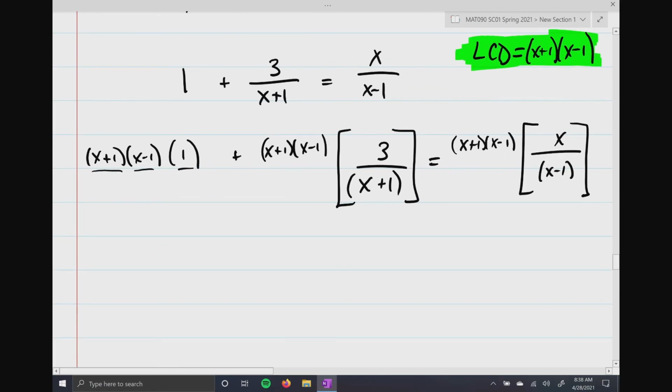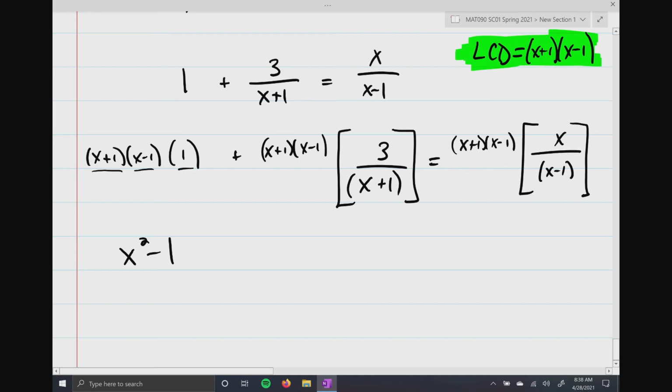What are they? If you don't know what they are, that's fine. You could still multiply it out. You're going to get the same thing. But we should be able to recognize that. Terms are the same. Signs are opposites. Difference of squares. x plus 1 times x minus 1 is the factored form of x squared minus 1.